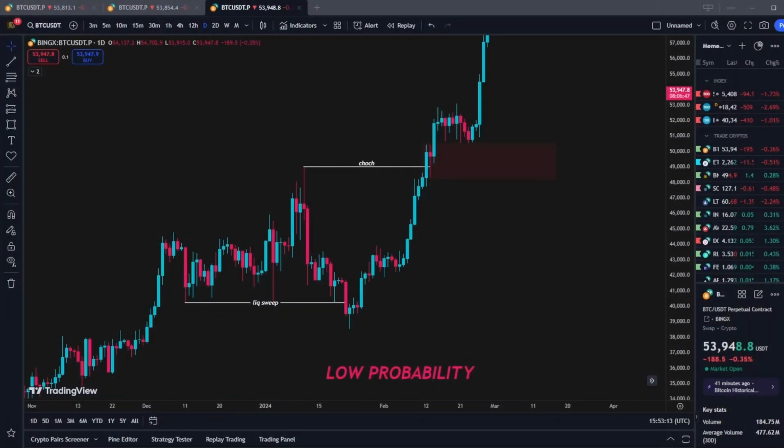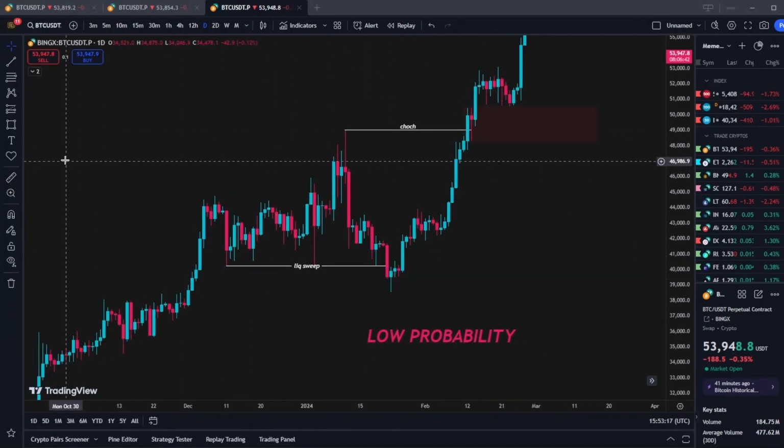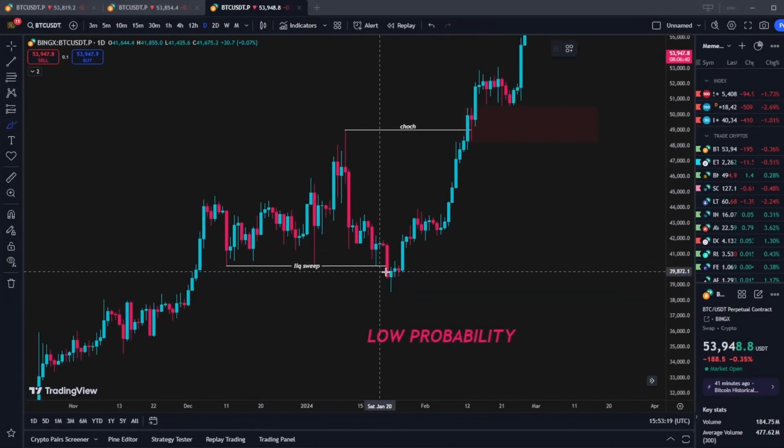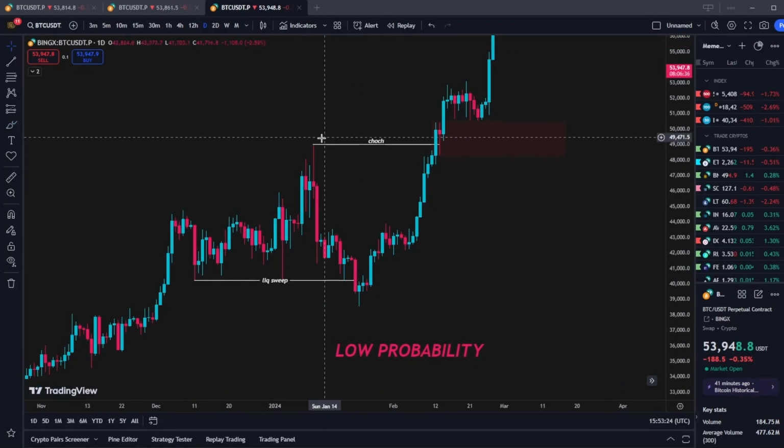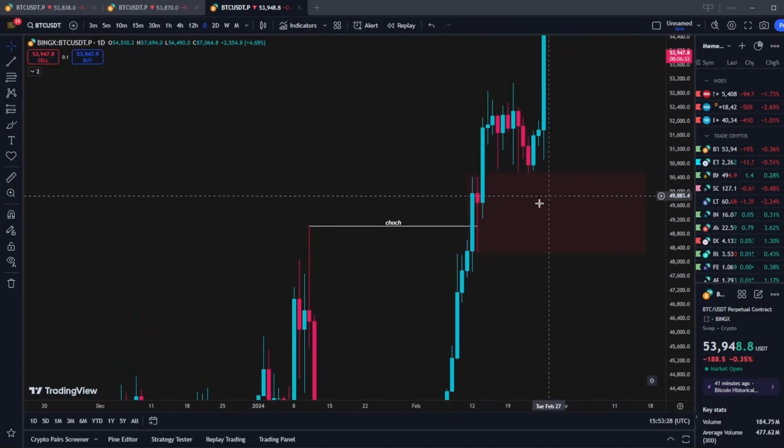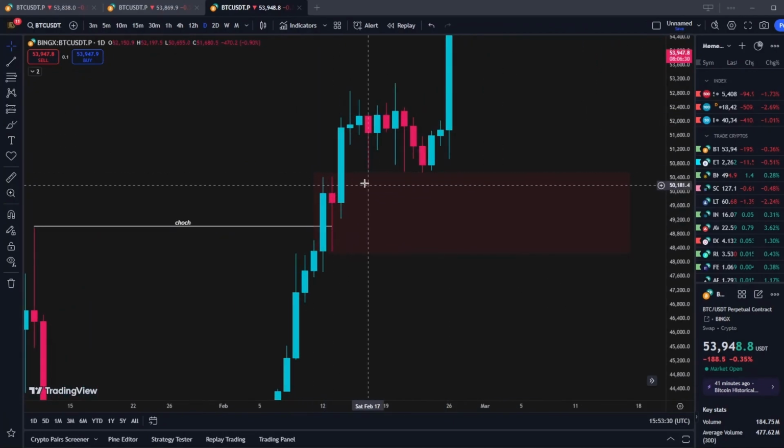Now we have a low probability example. So here again, this is on the bullish side now. We can see that we get a liquidity sweep of the lows, and then after that we get this change of character right here with a candle close above the high. And this candle right here is our order block.